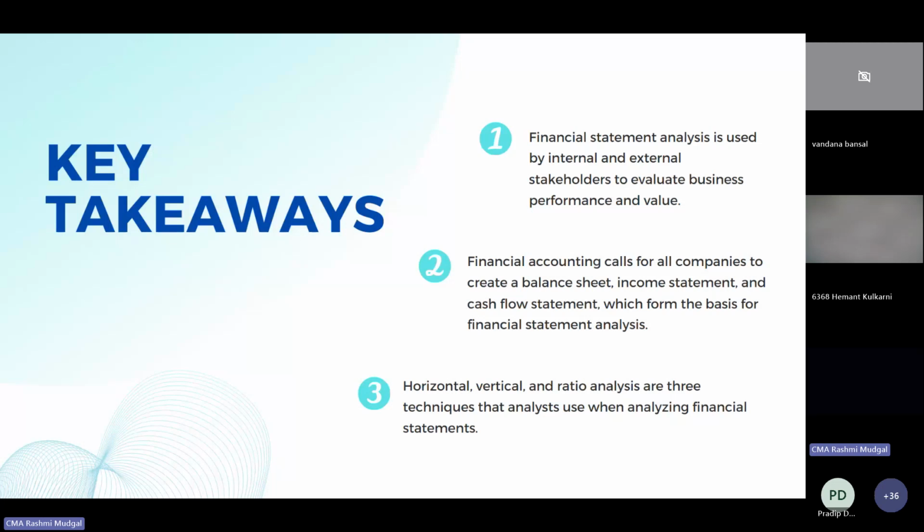Okay, last, horizontal, vertical, and ratio analysis are three techniques that analysts use when analyzing the financial statements. So these are the techniques we are going to discuss: horizontal, vertical, and ratios. We are going to discuss financial statements and financial analysis today.